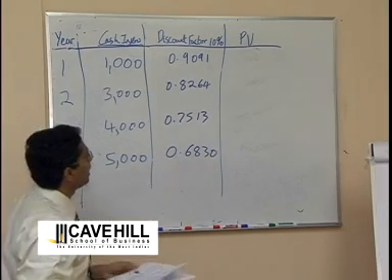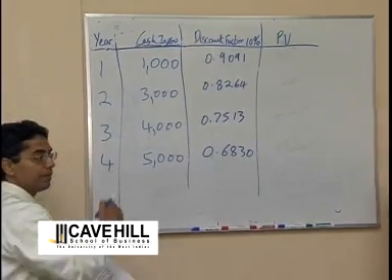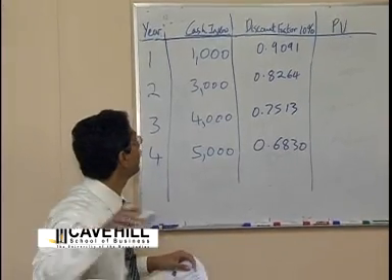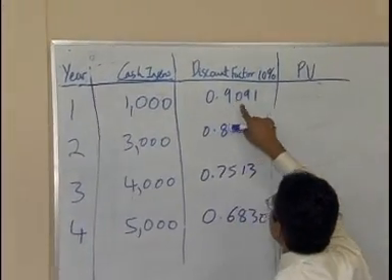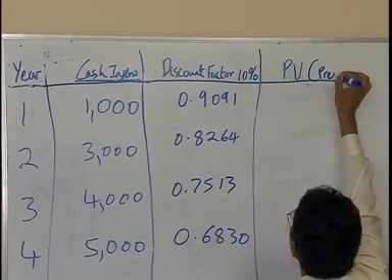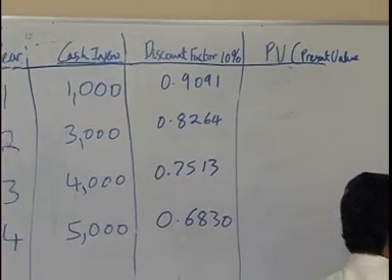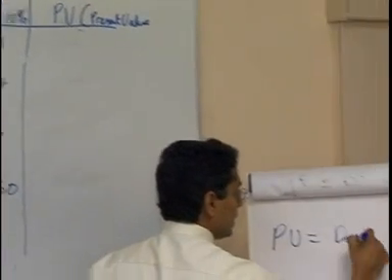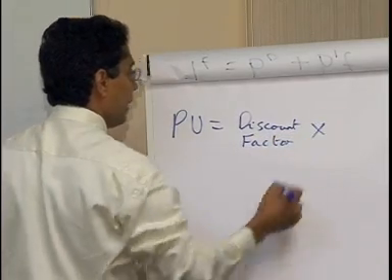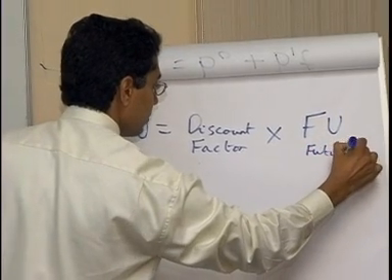What we need to do is work out in today's dollars the value of each one of these cash flows. So in this particular case, we work out the cash flow here. Now the discount factor is 0.9091. Our present value, PV, represents present value. Present value equals discount factor multiplied by FV, which means future value.